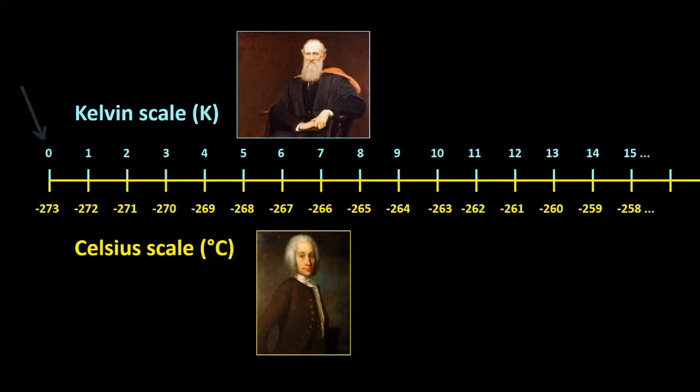0 on the Kelvin scale starts at minus 273 degrees Celsius and increases in increments that are equal to the Celsius scale, so that 1 on the Kelvin scale is minus 272 degrees Celsius, 2 on the Kelvin scale is minus 271 degrees Celsius, and so on.